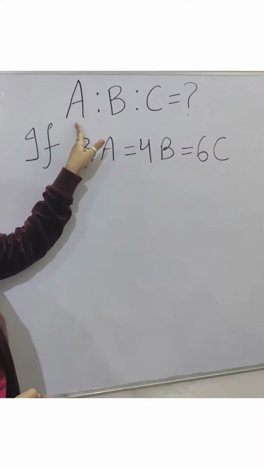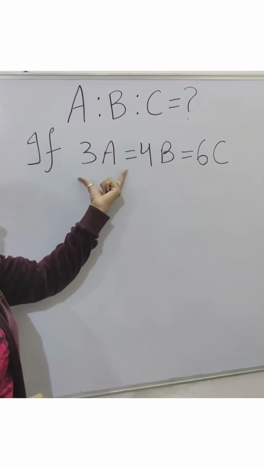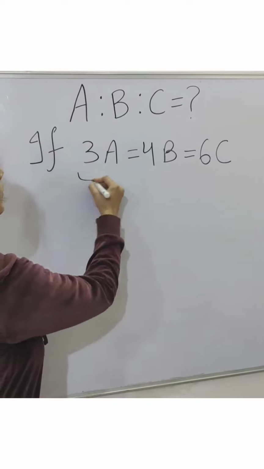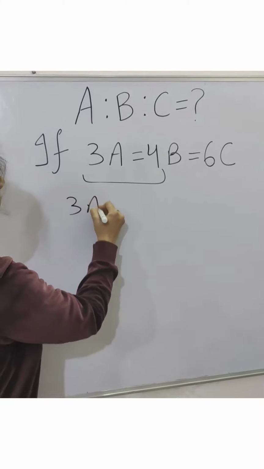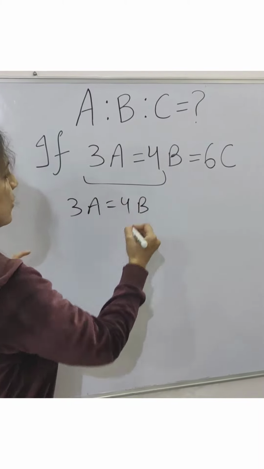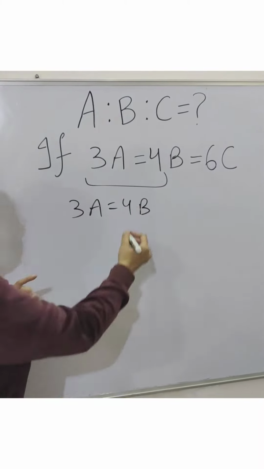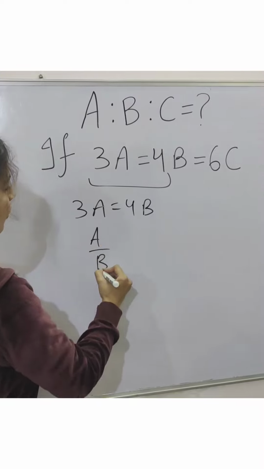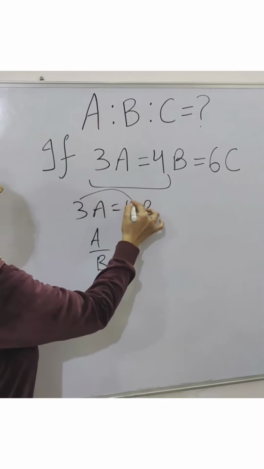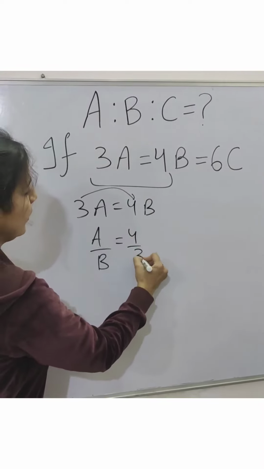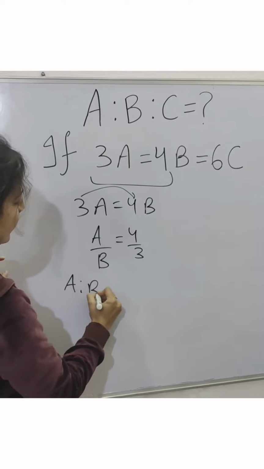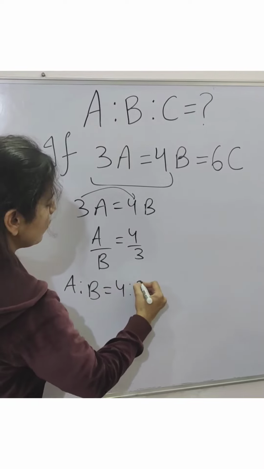Find the combined ratio A is to B is to C. This is the given condition. पहले आप फर्स्ट टू टर्म्स को पिक करेंगे. 3A equal to 4B. This B is in multiply. It changes to divide. और यहाँ पर 3 multiply में है. I'm shifting it on right side. तो ये बना 4/3. So standard ratio is A is to B, which is 4 is to 3.